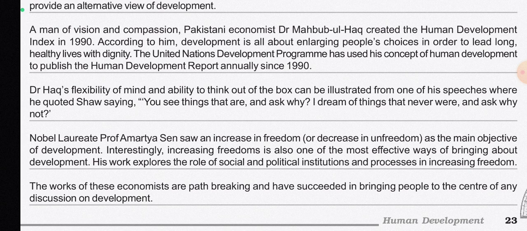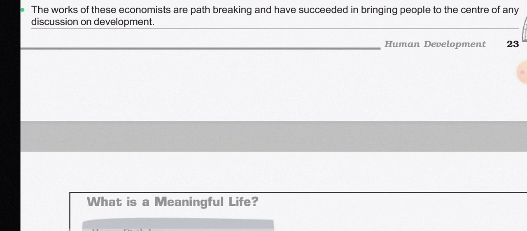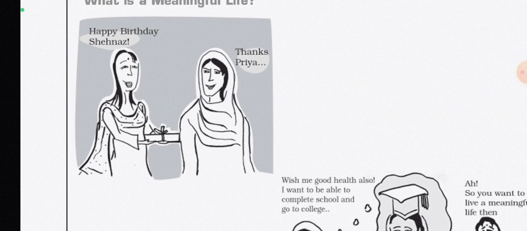Yeah, that's great. Nobel laureate Professor Amartya Sen saw an increase in freedom or decrease in unfreedom as the main objective of development. Interestingly, increasing freedoms is also one of the most effective ways of bringing about development. His work explores the role of social and political institutions and processes in increasing freedom. The work of these economists is path-breaking and has succeeded in bringing people to the center of any discussion on development. So what is a meaningful life?